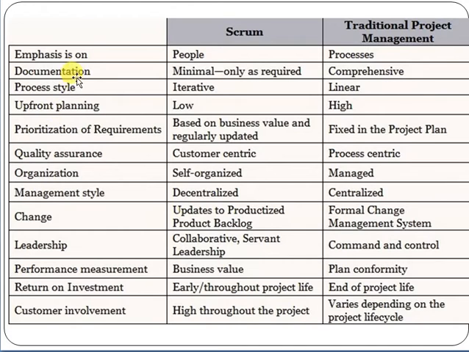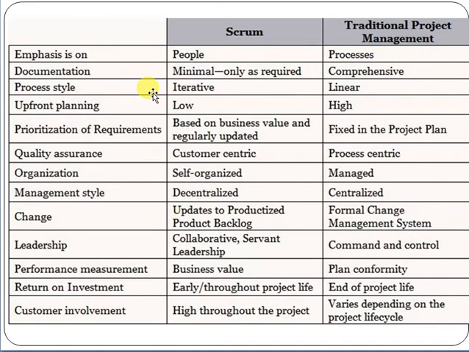First of all, friend, the approach in Scrum emphasizes people, and traditional project management emphasizes processes. The documentation in Scrum is minimal, very low. You can say only when required. However, in the waterfall approach, it's very comprehensive. We have to do documentation for everything, like a scope document, functional specifications, lessons learned, risk register. So many things are there in the traditional approach. However, in Scrum it is different, and we do documentation when it's basically required.